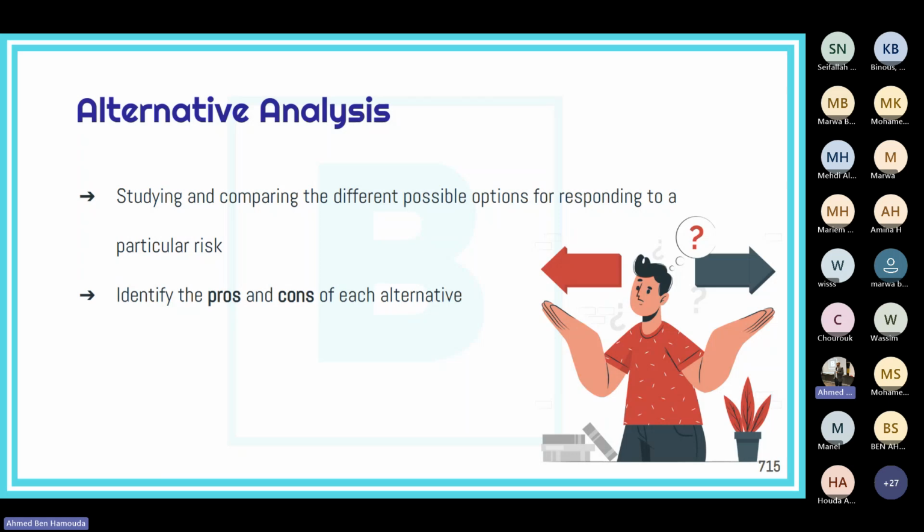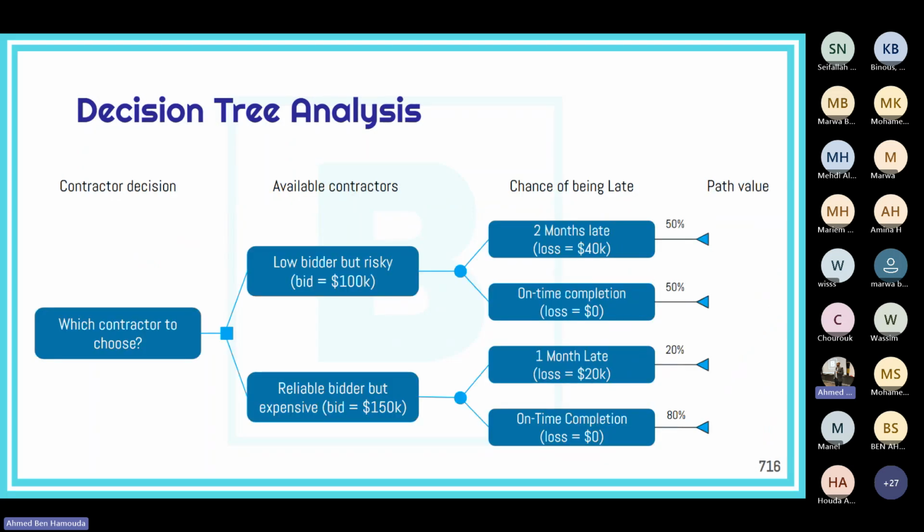There is the alternative analysis, which is studying and comparing different possible options for responding to a particular risk. For each alternative, we will identify the pros and cons, and then evaluate the alternatives and choose the one that best fits us, or fits the project. Okay, that's an alternative analysis. There is also the decision tree analysis.